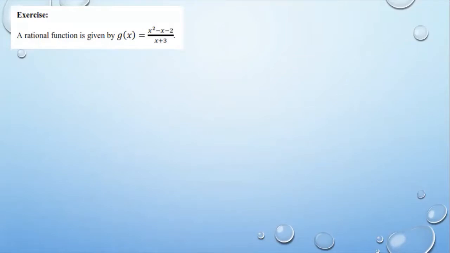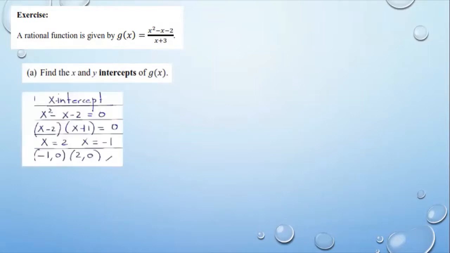So the numerator is heavy. So let's see how we can go about finding the x-intercept, y-intercept, then the oblique asymptote and the vertical asymptote. To find the x and y-intercepts, firstly the x-intercept, you have to put the numerator equal to 0. That is x squared minus x minus 2 equal to 0.